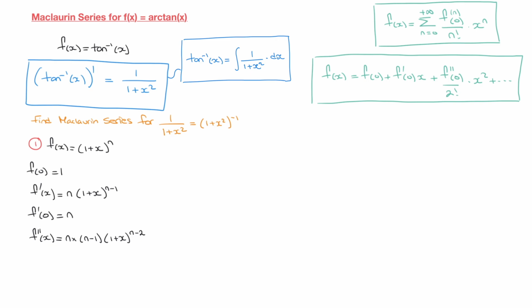minus 2. And now evaluating this second derivative at x equals 0, we replace the x we have here by 0, so this entire pair of parentheses turns into 1 raised to the power of n minus 2, which will just be equal to 1. And so we have f double prime, or f dash dash, of 0 is equal to n times n minus 1 times 1, so that's just n times n minus 1.